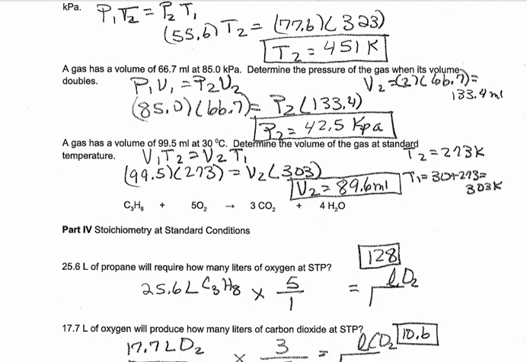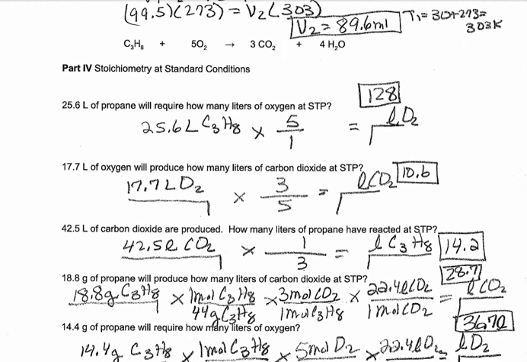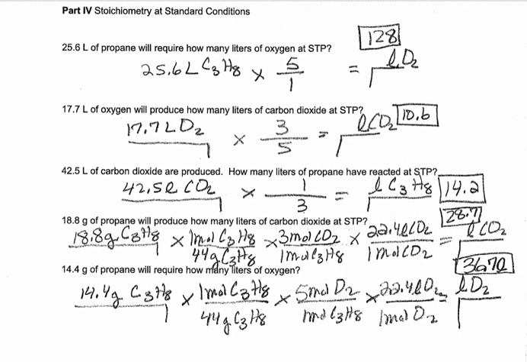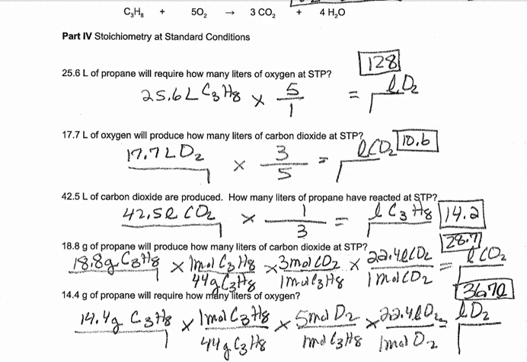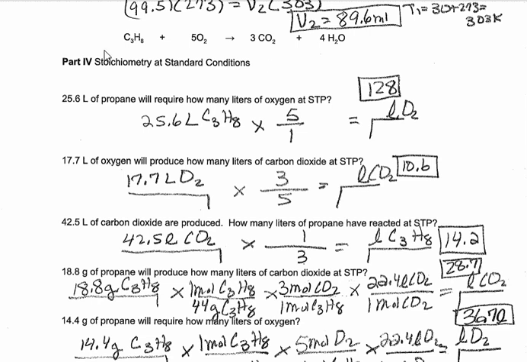All right, now our last questions to deal with are stoichiometry. Okay, standard conditions first. The liters to liters type of calculation at STP. So we have 25.6 liters of propane. Okay, how many liters of oxygen will that require at STP? Well, let's go back up and look at our balanced equation. For liter to liter, all we need to do is multiply by the mole ratio from the chemical equation because we're not changing anything from moles. Everything's in liters.